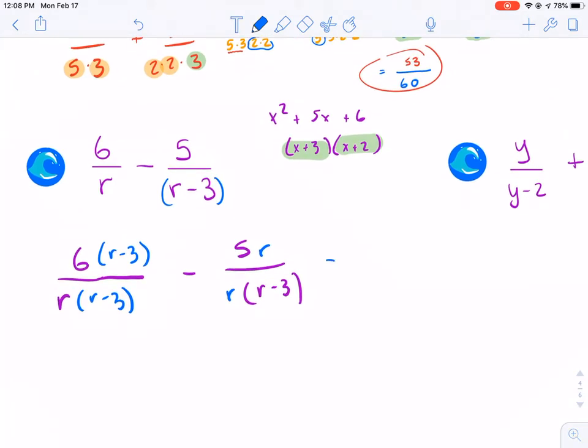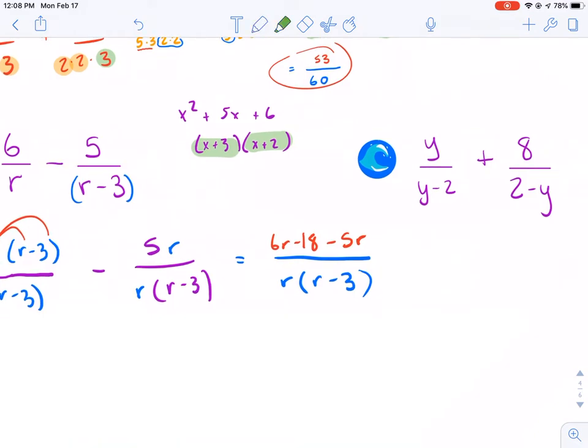Okay. Now that we have the same denominator, we're going to write r times r minus 3. We're just going to leave it in this factored form. That's fine. Okay, and now we're ready to multiply and then add. So in the top, we're going to distribute. We get 6r minus 18 minus 5r. Okay, we have common terms here, like terms. So we're going to do 6r minus 5r is r, minus 18. And then we're left with r minus 18 over r times r minus 3.